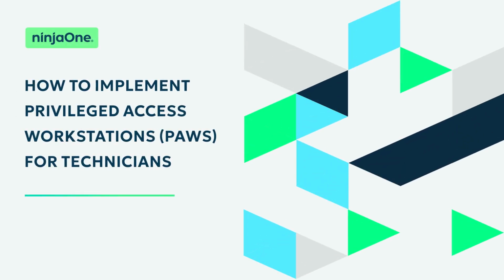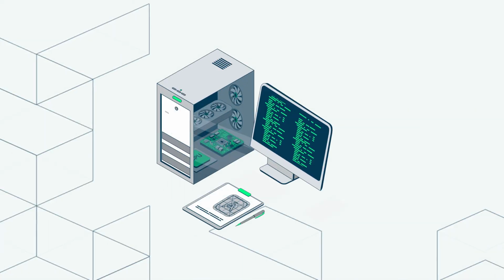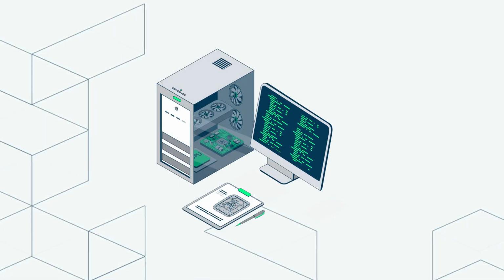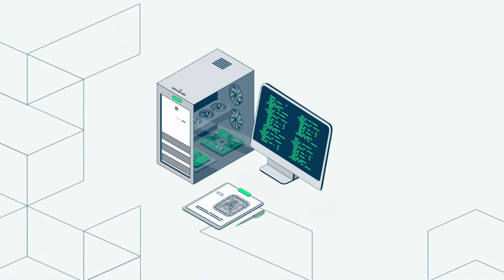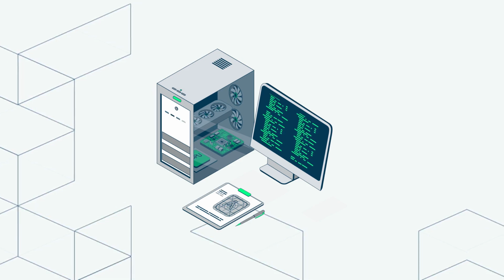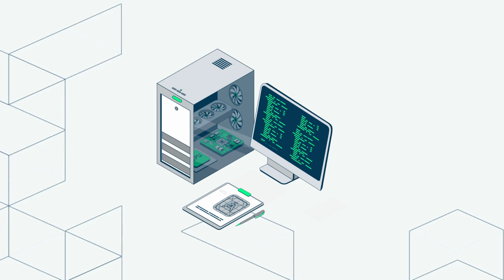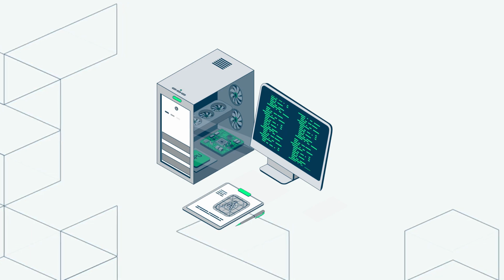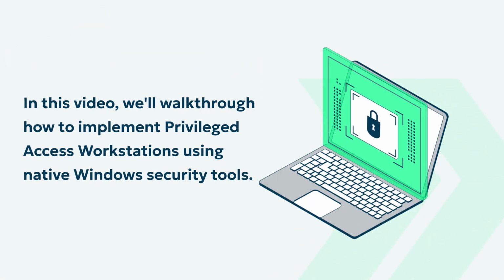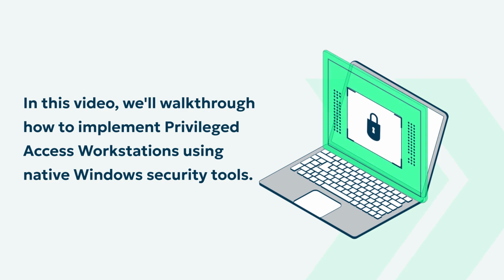How to implement Privileged Access Workstations, PAWs, for technicians. Privileged Access Workstations, or PAWs, are dedicated systems designed for sensitive administrative tasks. By isolating privileged activity from everyday computing, PAWs significantly reduce attack surfaces and the risk of lateral movement. In this video, we'll walk through how to implement Privileged Access Workstations using native Windows security tools.